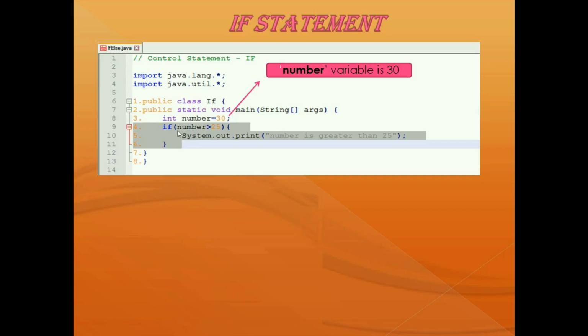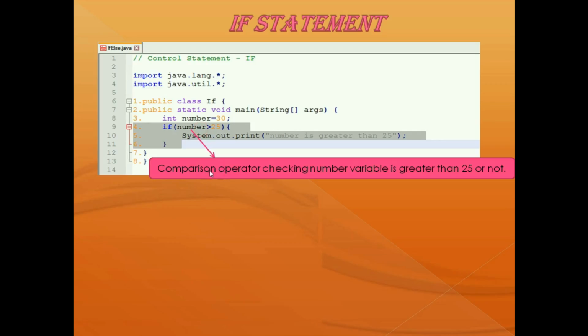First, we write the condition check, that is number variable greater than 25. Here, the condition is a comparison operator which creates a Boolean result, either true or false. So we are basically checking whether the number variable is greater than 25 or not. If yes, then this condition is true and we just print out with a System.out.print statement, and we will say that the number is greater than 25. This statement is written inside these curly braces. We can write more than one statement inside these curly braces also.